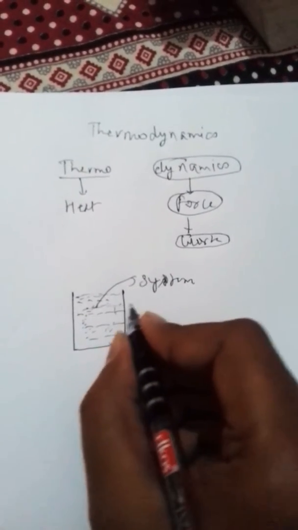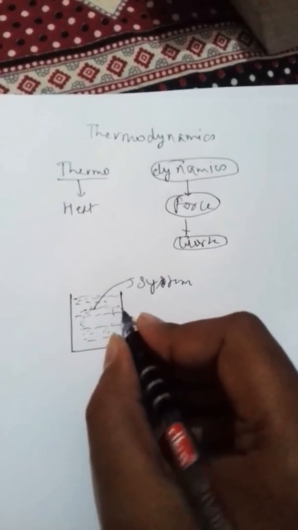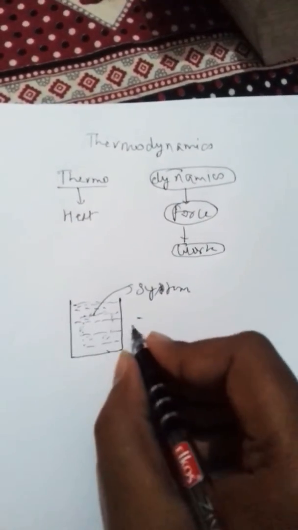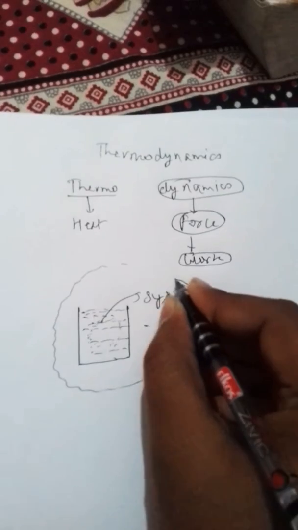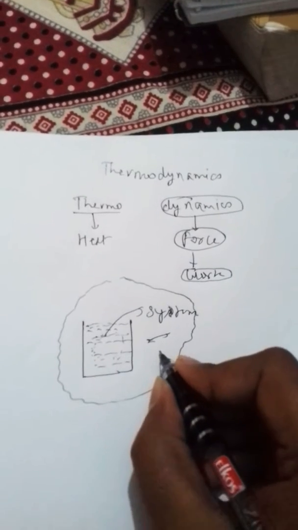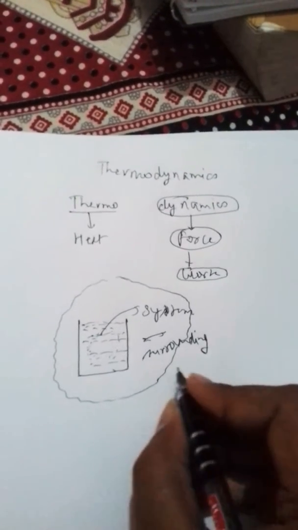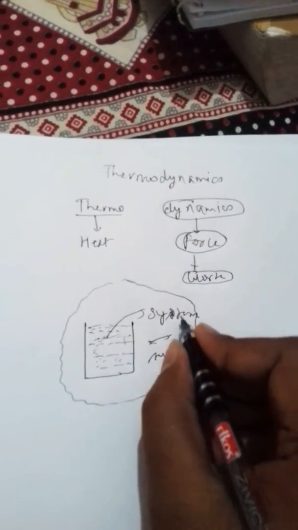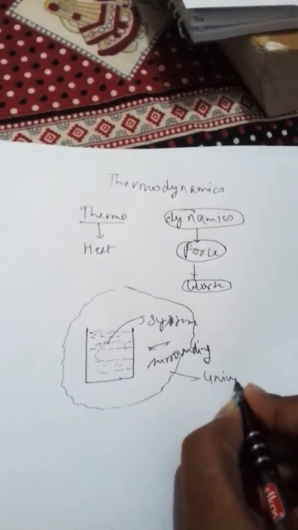The second term: if you see that one area of analysis and another area outside it, this area outside the system is known as surrounding. Next, if you see the system and surrounding as a whole, the whole thing will compose the universe.